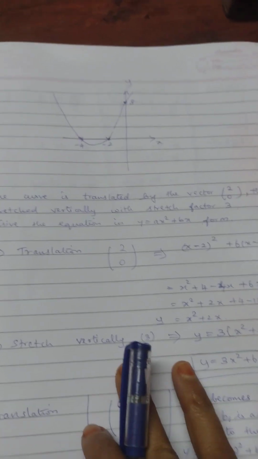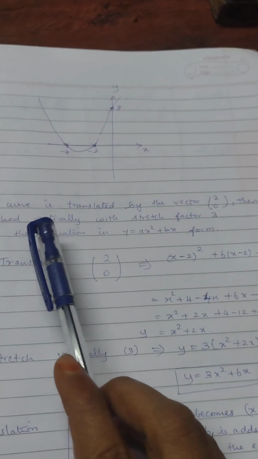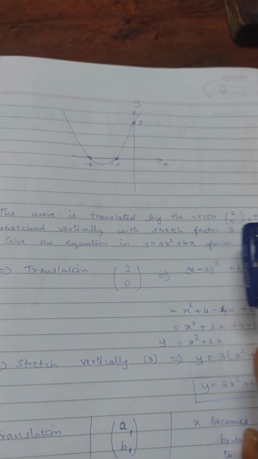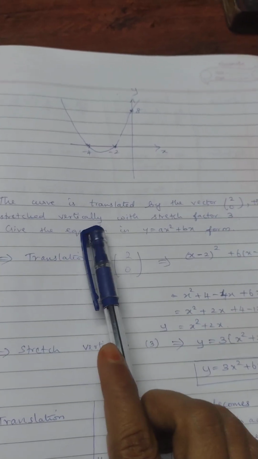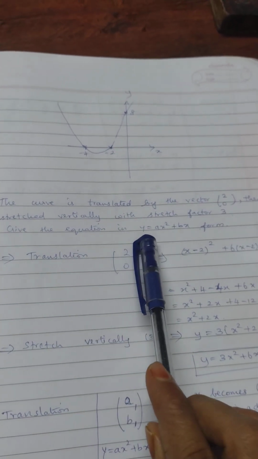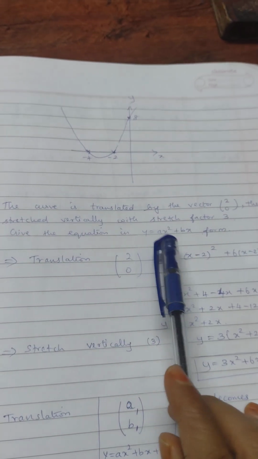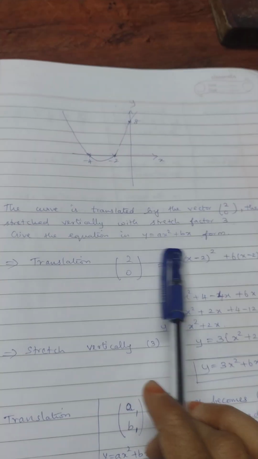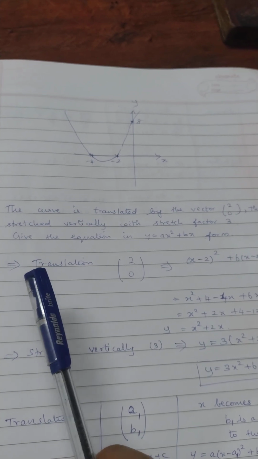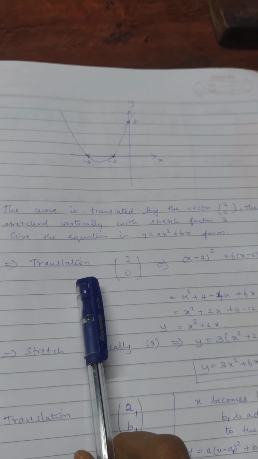And this is a proper transformation question where they have given the curve. The particular curve which they have given is translated by a vector of 2, 0, and then there is a stretch, which is a vertical stretch by a factor of 3. We'll have to represent the equation in the form ax square plus bx. So this is the form that they have also specified.